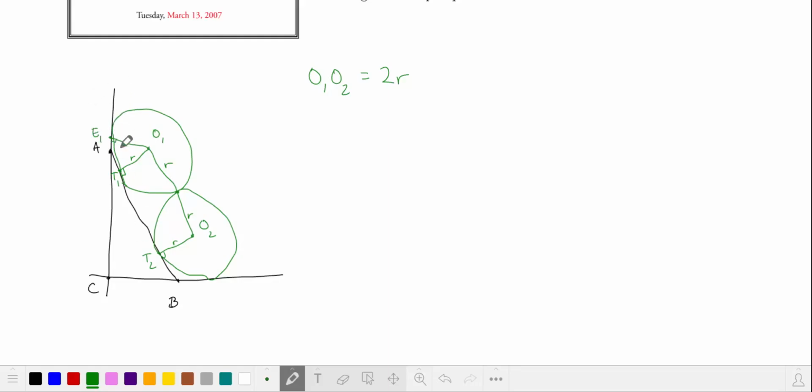I'll call this E1, and the same thing down here. This is also perpendicular, and this is E2. Now I'm going to draw a perpendicular from O1 all the way down to side BC. We'll call this point D1, and I'll do the same thing over here, drawing a perpendicular to side AC, and we'll call this D2. And we'll let P be the intersection of these two segments right here.